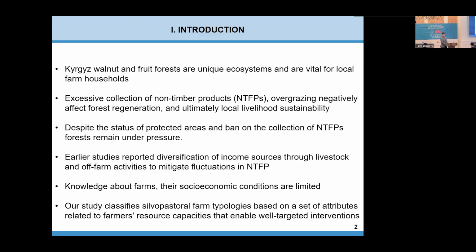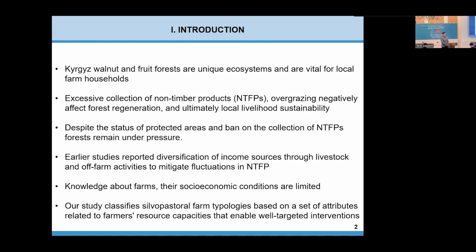Despite this protected area status, the forest resources are still under immense pressure. Some early studies have already reported some livelihood strategies of local farm households, among them, for example, during the fluctuation of harvest of non-timber forest products, farmers tried to diversify their income sources and ultimately improve food security. Despite so many studies, there is still a knowledge gap about the farm households living in that area.